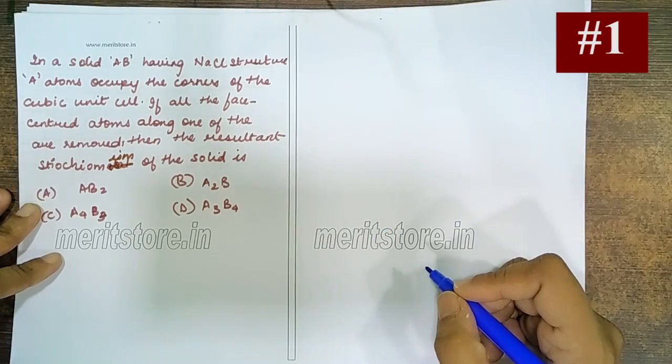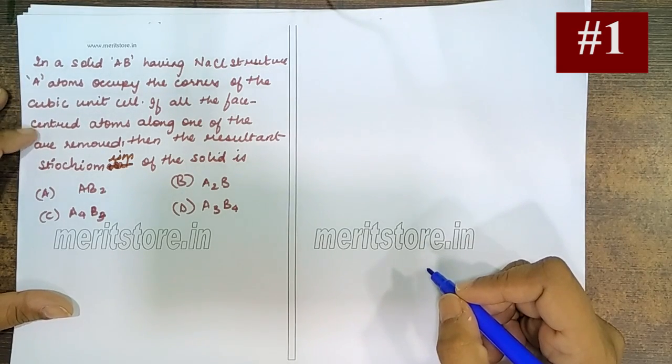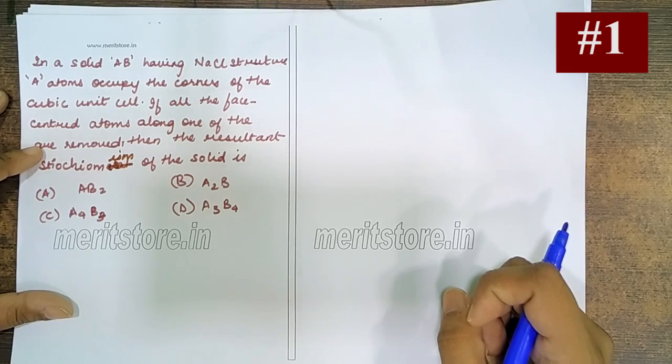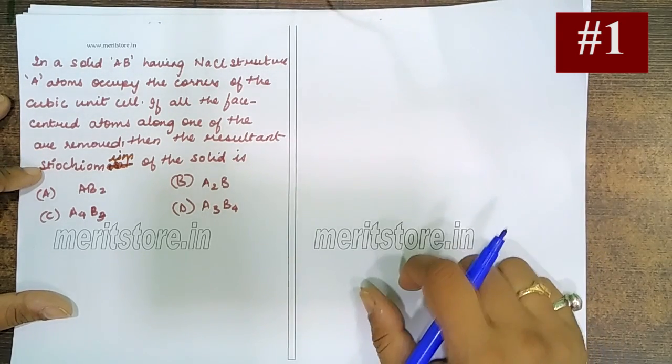In solid AB having NaCl structure, A atoms occupy the corners of the cubic unit cell, and if all the face center atoms along one of the axes are removed, then we have to find out the resultant stoichiometry of that solid.